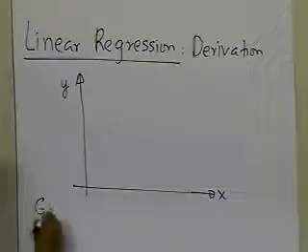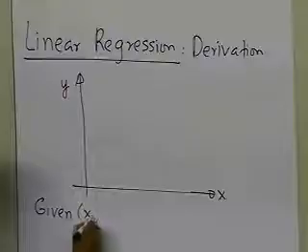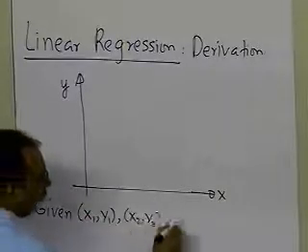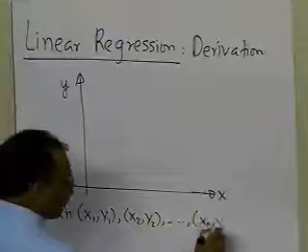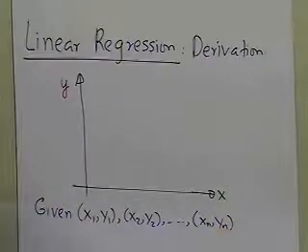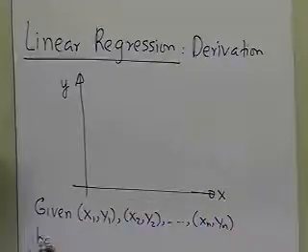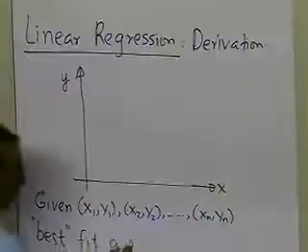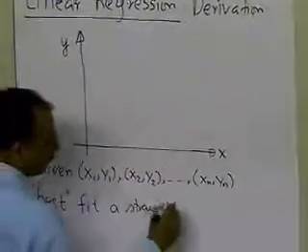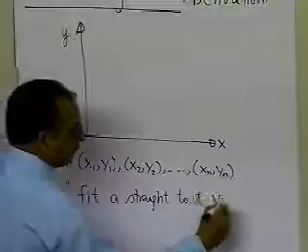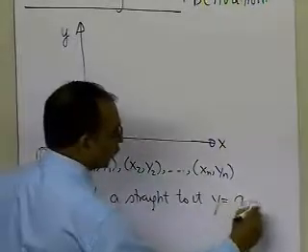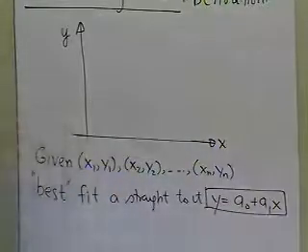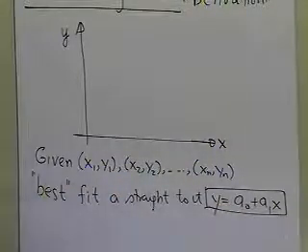So basically, you are given certain data points. Let's suppose x1, y1, x2, y2, all the way up to xn, yn. So you're given, let's suppose, n data points. And what you want to be able to do is best fit a straight line to it. And that straight line, let's suppose we call it y is equal to a0 plus a1x. That's the general form of a straight line. Y is equal to a0 plus a1x, where a0 is the intercept and a1 is the slope of that straight line.